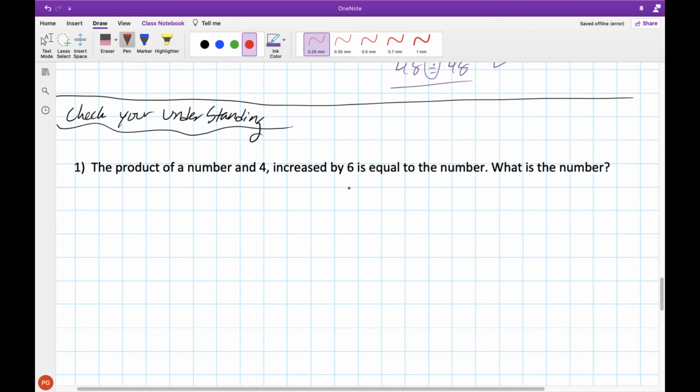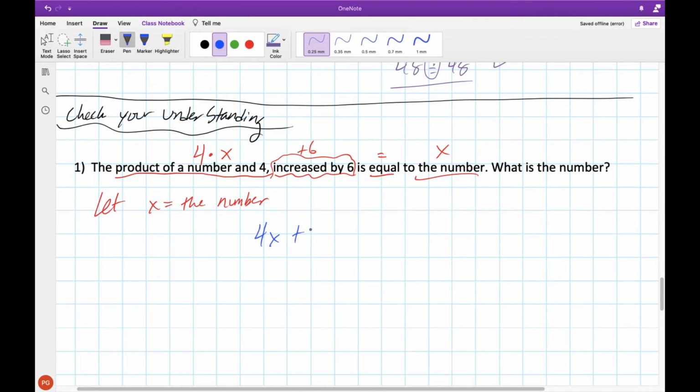The first one here, this is like our type 1 question where we have some information about a number. We're told the product of a number and 4, that's like 4 times our number. Let's let x be the number. So 4 times our number increased by 6, that's like plus 6, is equal to, there's our equal sign, x again. Once we have this, now we can assemble our equation. We'll have that 4x plus 6 is equal to x itself.